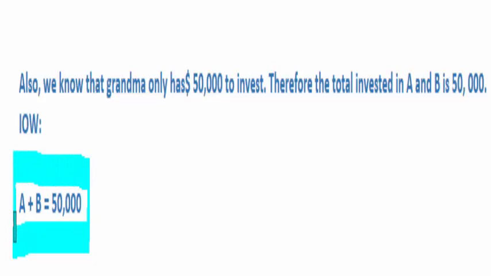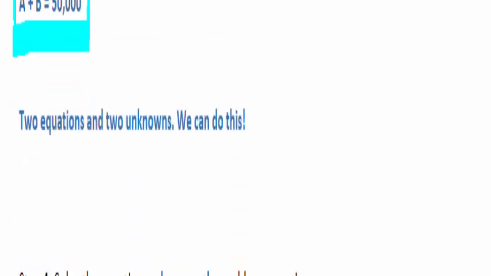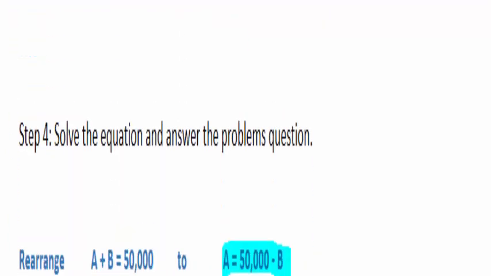And I'm going to rearrange that equation. I'm going to subtract B from both sides so that I solve it for A. A equals 50,000 minus B. You could have subtracted A and said B equals 50,000 minus A, but we're going to do it this way. It doesn't really matter which way we do it. And now we're going to use some substitution.